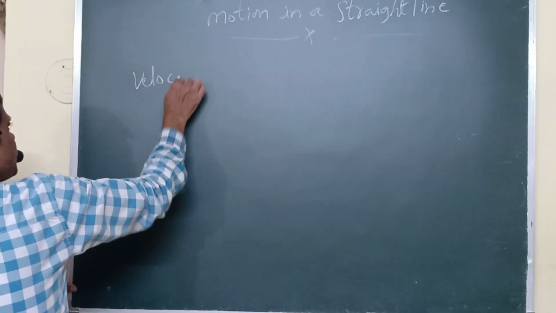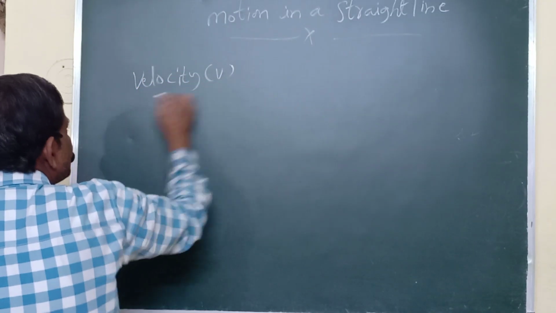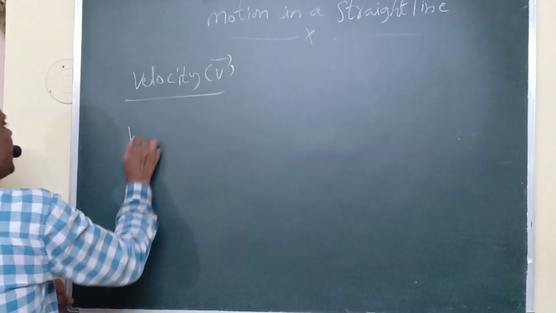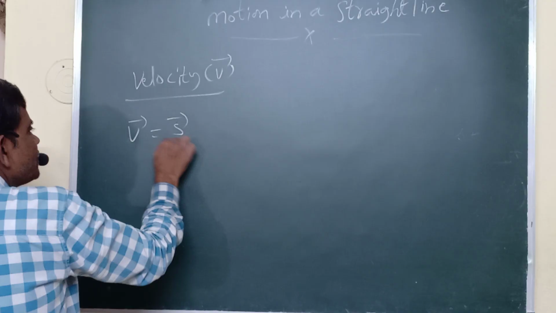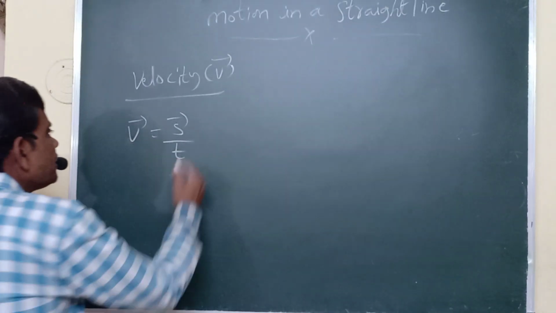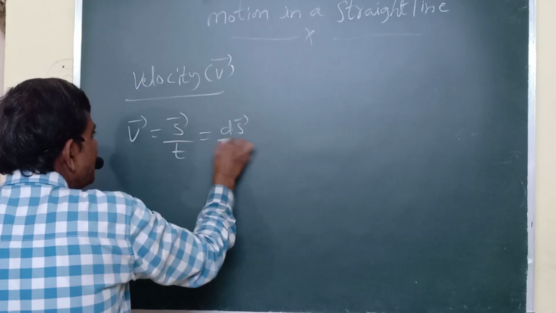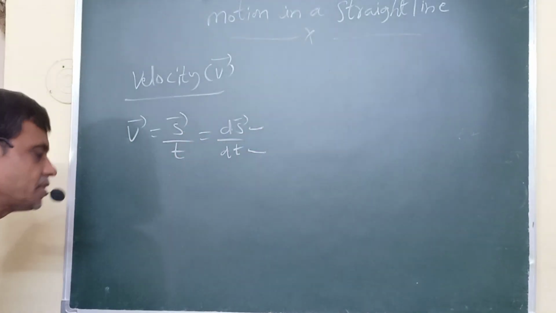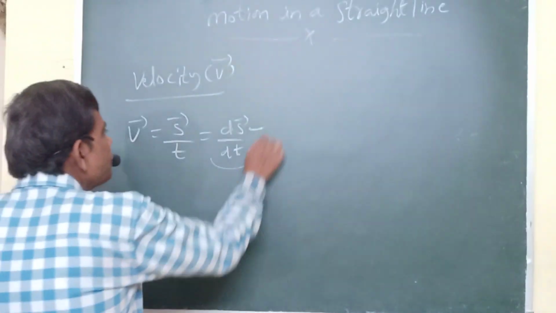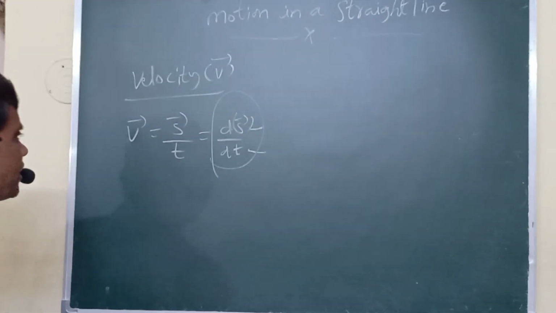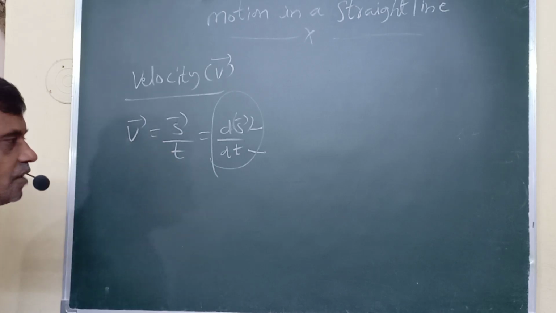Velocity. It is denoted with V. Velocity is a vector. What is the formula for velocity? Displacement by time. Otherwise, you write this as ds by dt. Small displacement, small time. Anything else same. Rate of change of displacement. What is the meaning of this? ds by dt means rate of change of displacement is called velocity.